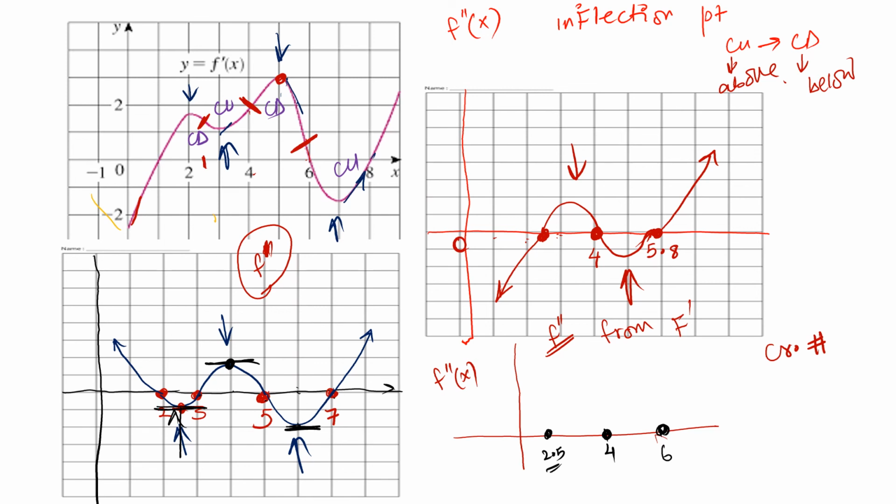Before 2.5 the slope is decreasing, and this is also decreasing. Decreasing means below the x-axis. Then from 2.5 till 4 the slope is increasing. Then from 4 till 6 my slope is decreasing, so it should be below the x-axis. Then from 6 onwards my slope is increasing, so it should be like that. And if you compare the two graphs, up and down, they are both the same.